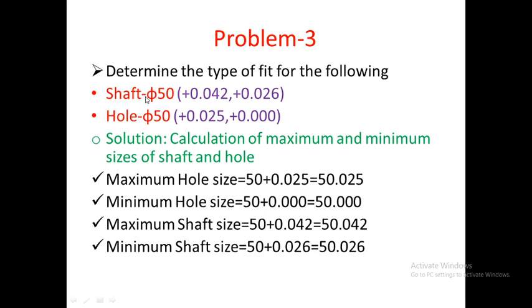And the minimum shaft size will be equal to basic size, that is 50, plus the lower deviation, that is 0.026. So we will get 50 plus 0.026, that will be equal to 50.026. So we have calculated the maximum and minimum size for both the hole and shaft. Now we will proceed further.